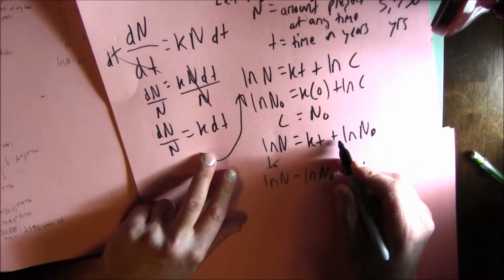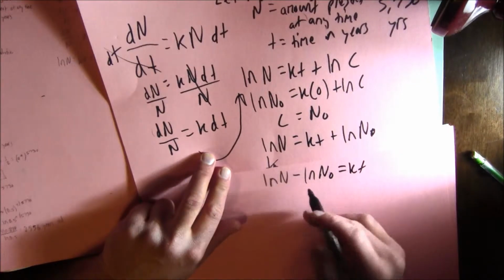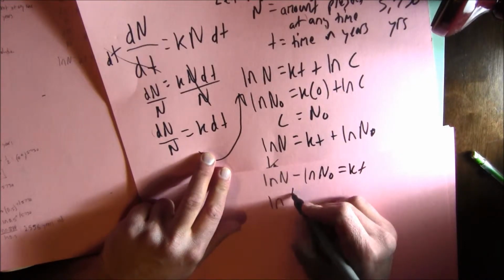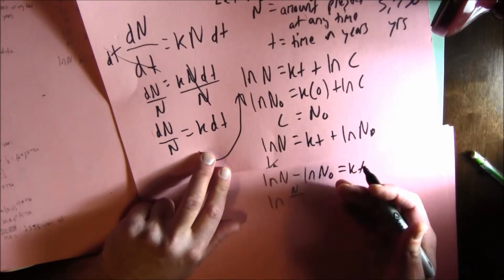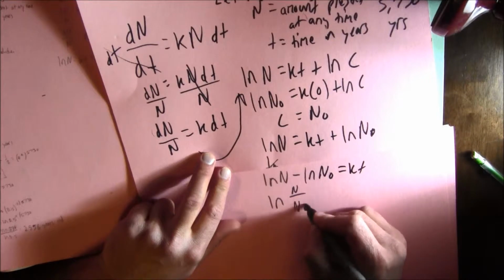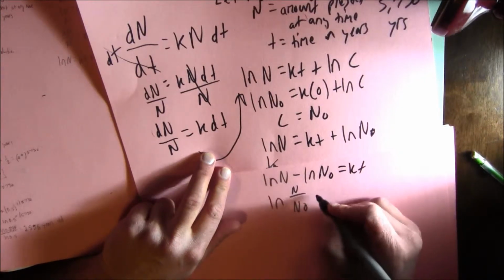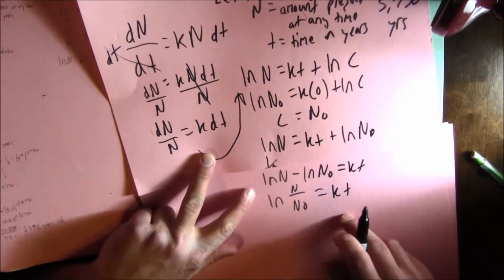See how you take the plus and throw it over here. And then we have the logarithm, so it is the logarithm of N over N0. It's just what you do. Then don't forget about your k and t. Alright, you with me? So now we're here.